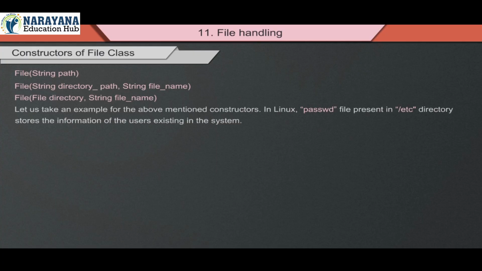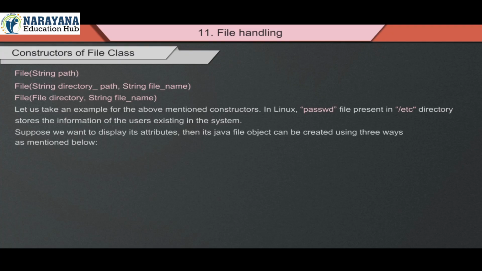Let us take an example for the above mentioned constructors. In Linux, the 'passwd' file present in the '/etc' directory stores the information of the users existing in the system. Suppose we want to display its attributes, then its Java file object can be created in three ways as mentioned below.